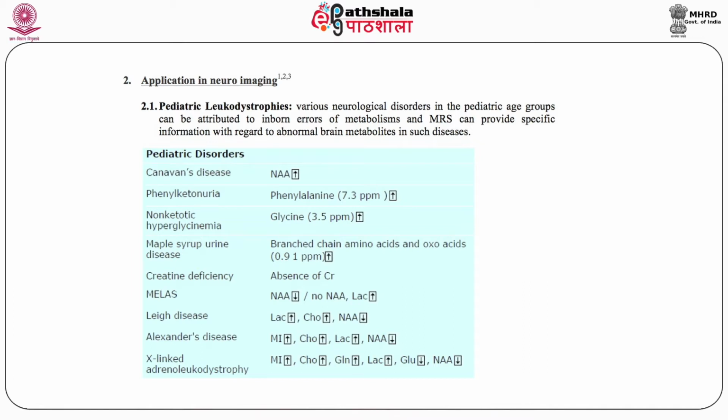Some metabolic disorders predominantly involving the basal ganglia like Leigh's disease show altered metabolic parameters as shown in the chart in the regions of the basal ganglia. Certain diseases like Alexander's disease show a peak in choline levels, lactate levels and myoinositol levels, while showing a decrease in NAA peaks in such diseases.